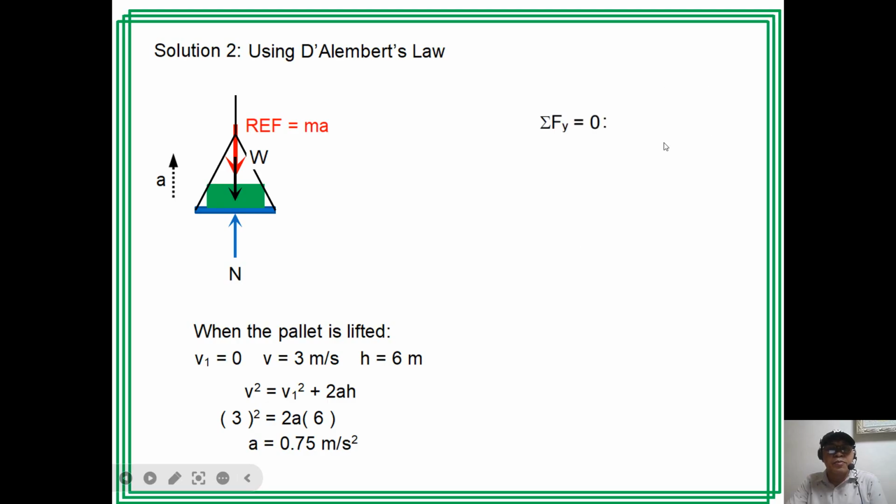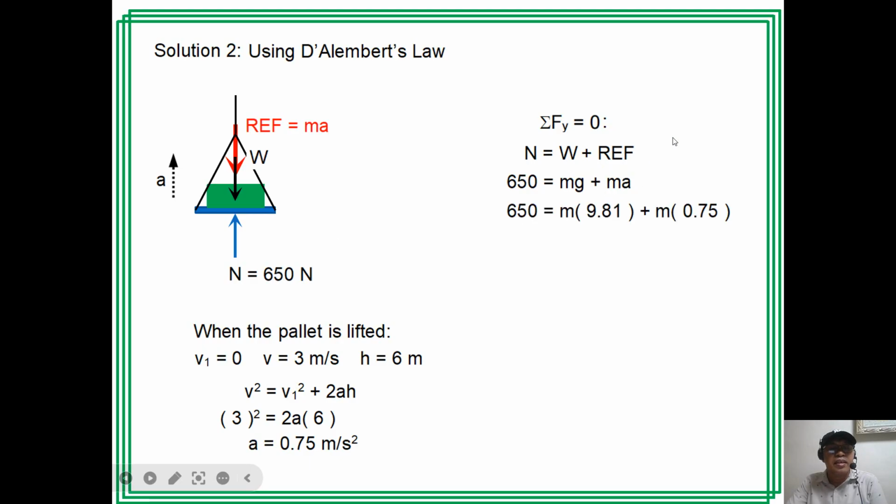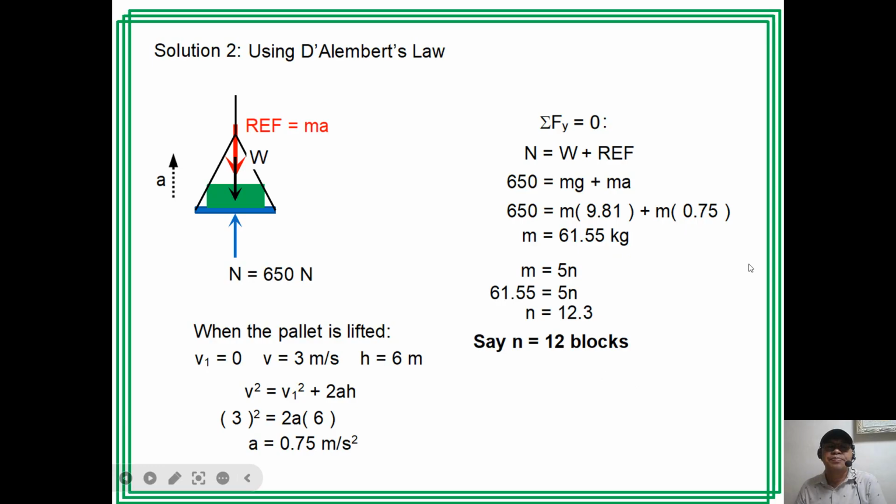And then by the addition of the reverse effective force to the system, we can now apply our static equation. So if we sum up forces vertical equal to 0, so downward is REF plus W equal to N. So N upward equal to W plus REF. So N is limited to 650 newtons. Weight is the unknown. REF is mass times acceleration. So 650, weight is m times g. REF is mass times acceleration. Then we can solve for our m. So we have m equal to 5n. So we can solve for n, that is equal to 12 blocks.